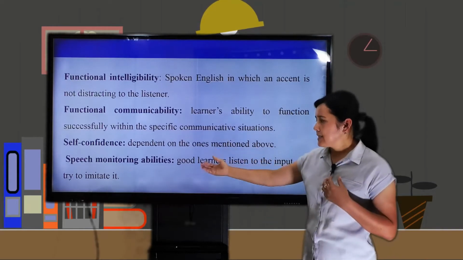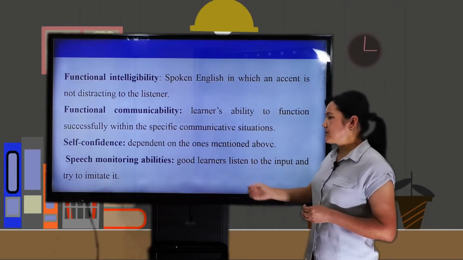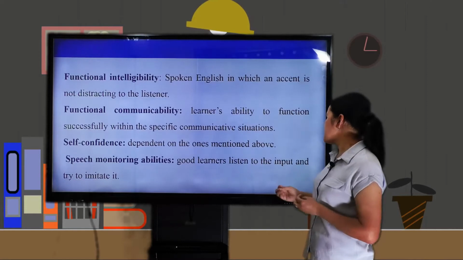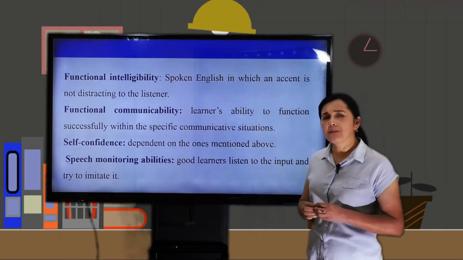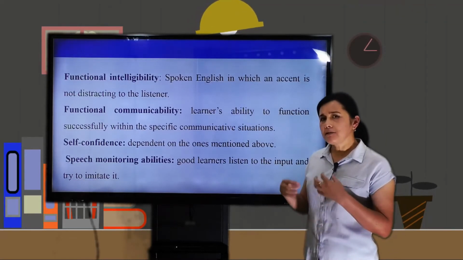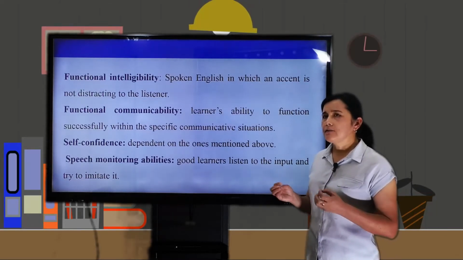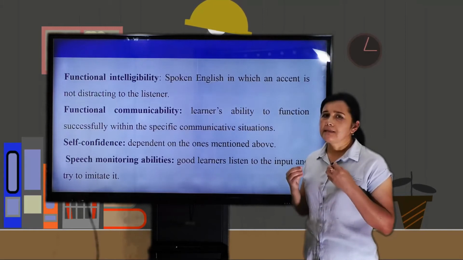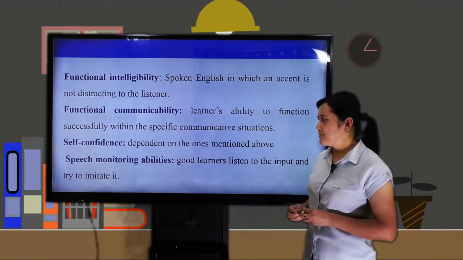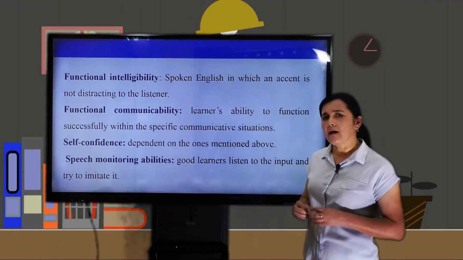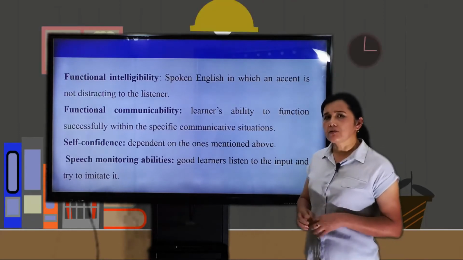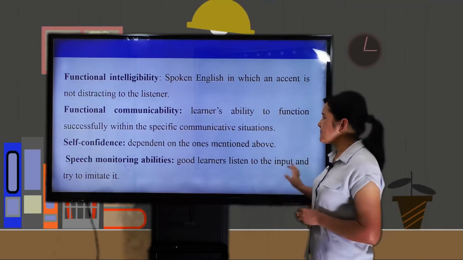And the next one is speech monitoring abilities. So good learners listen to the input and try to imitate it. In order to imitate some sounds, our students must listen and hear us attentively. They should know how to listen and how to hear, and then they should imitate the given sounds.